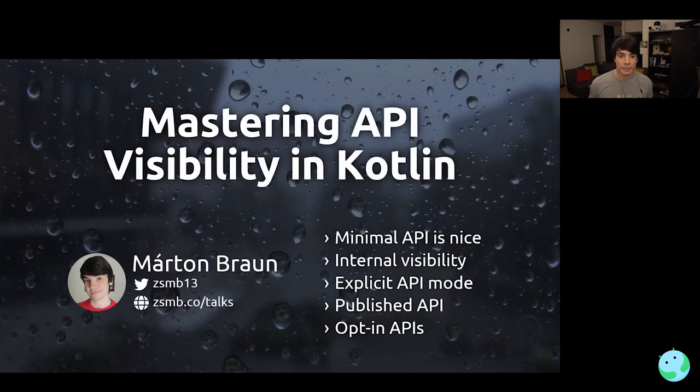To sum up mastering API visibility in Kotlin, minimal APIs are a very good idea. You should consider using internal visibility a lot to hide things within your modules. Explicit API mode will make you think more about what you want to make public and what you want to hide. Published APIs are good for solving the corner case of inlining internal stuff. And opt-in APIs are really useful whether you want to share things just within your own modules, or you can also use these to mark some experimental APIs with warnings. For example, you'll see this in a lot of standard library and Kotlin coroutines libraries, where new APIs that are not stable yet are marked with opt-in annotations so that you have to opt in consciously to using them before they are finalized and stable.